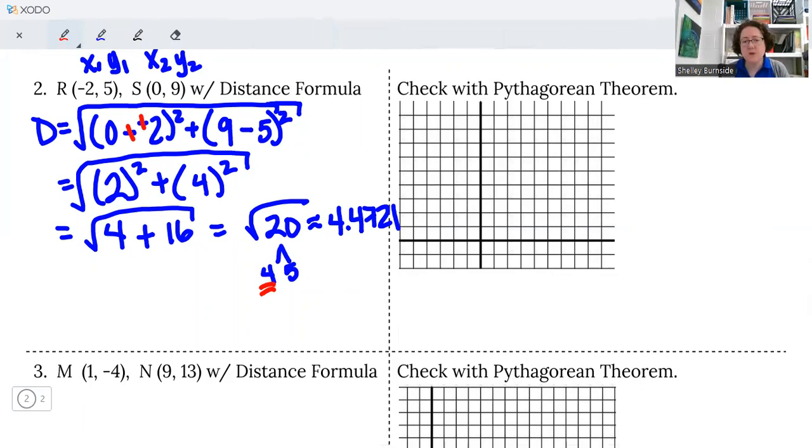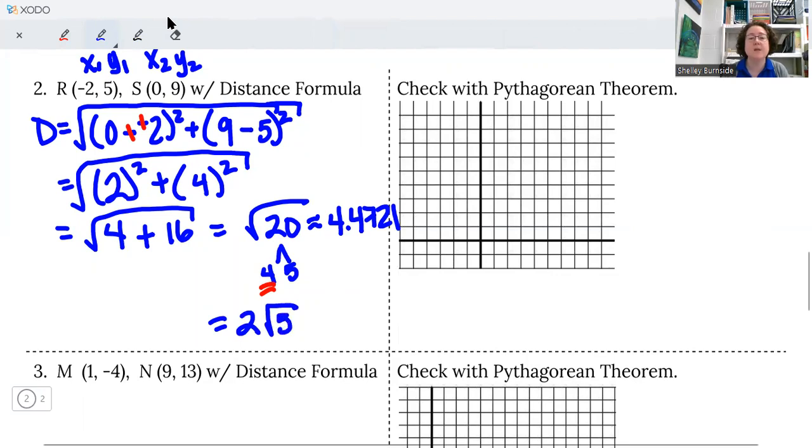Excuse me. Because I know that's a perfect square, when I rewrite my answer as a simplified version, square root of 4 is 2, so it goes on the outside. 5 did not pair up with another factor. And so actually any of these would be appropriate answers. We could leave it as square root of 20, we could leave it as approximately 4.4721, or we could leave it as the exact answer, 2 root 5.